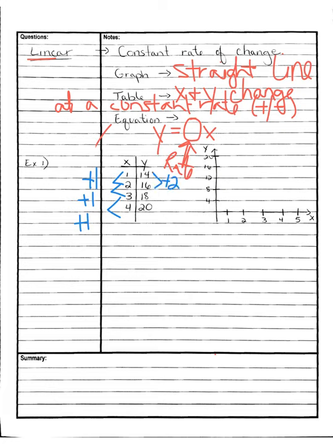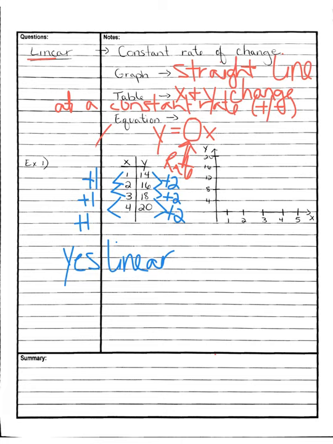Plus 2. Plus 2. And plus 2. So my y's are all changing by a constant rate, adding by 2. So yes, this is linear by just looking at my table. Yes, it is linear. Okay, we know it's going to go up. It's going to be a straight line on my graph.